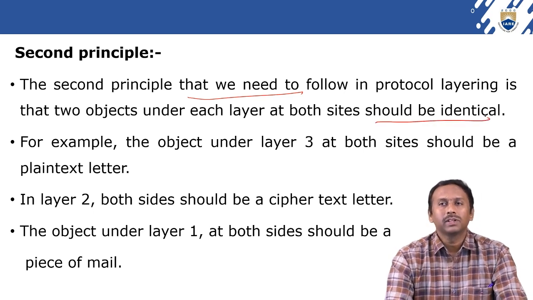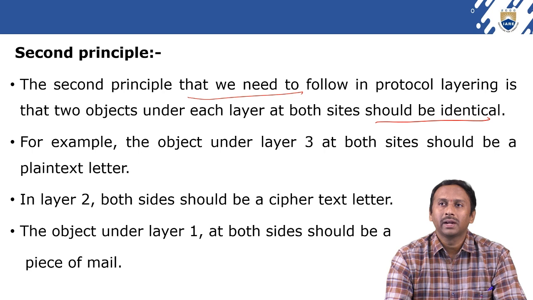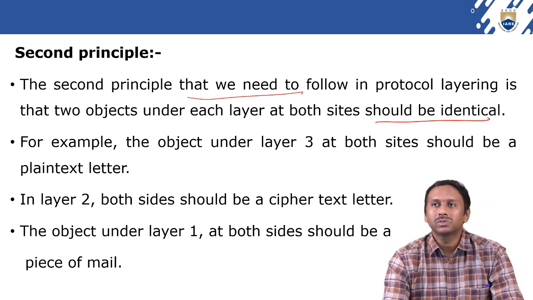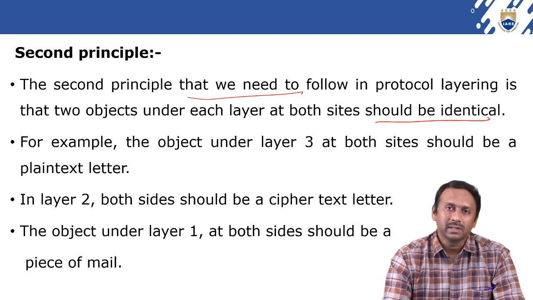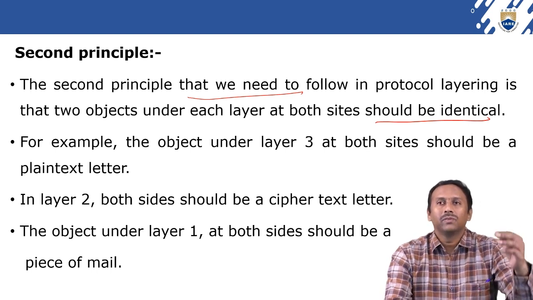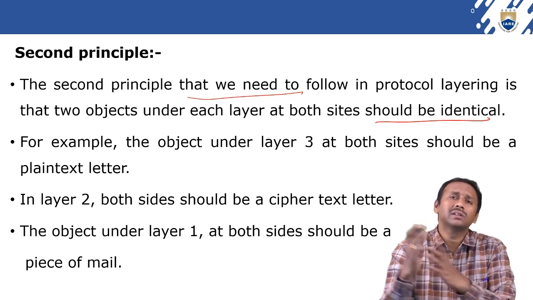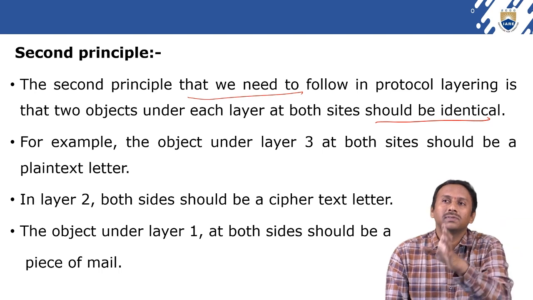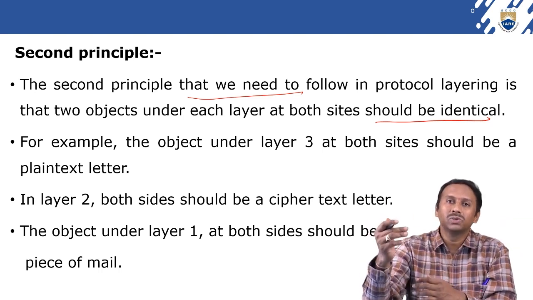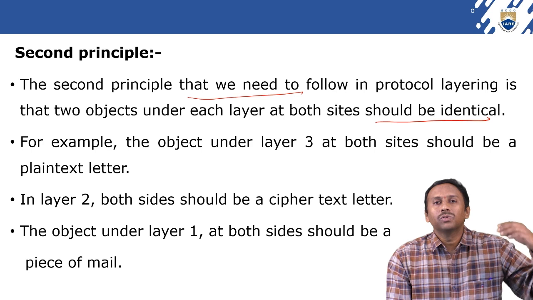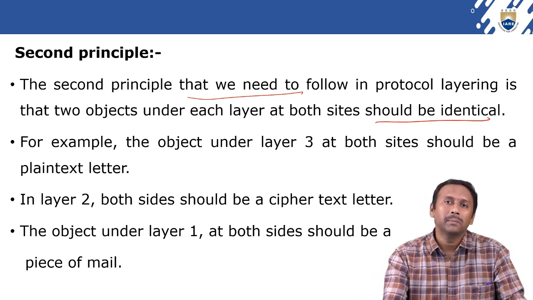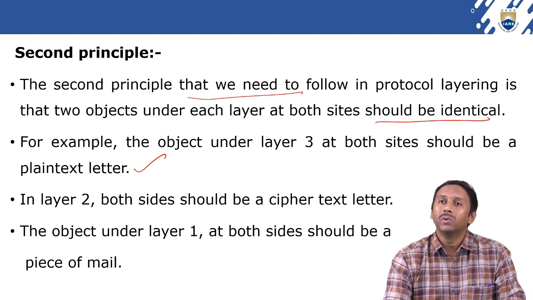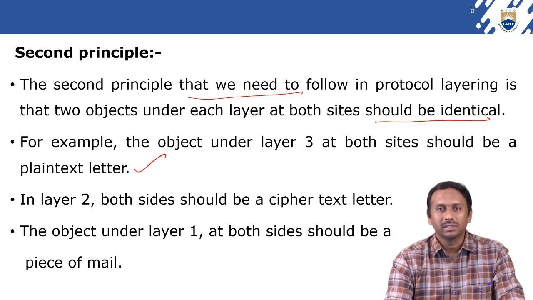Clear? So for example, the object under layer 3, that means the top, at both sides should be a plain text letter, isn't it? Obviously. When it reaches the receiver side, it is only there after decryption. And at the sender side, before encryption, obviously it is plain text only. In layer 2, both sides should be the ciphertext. Clear?